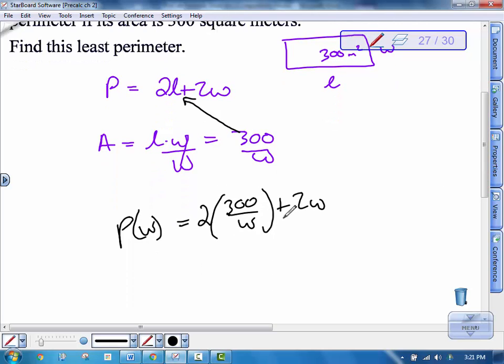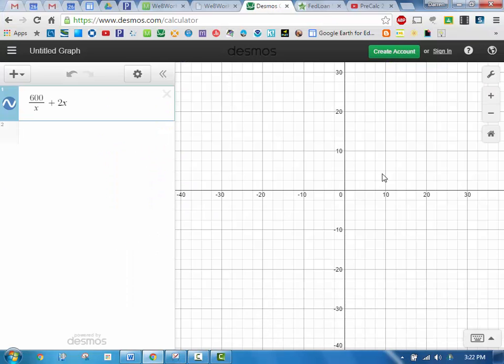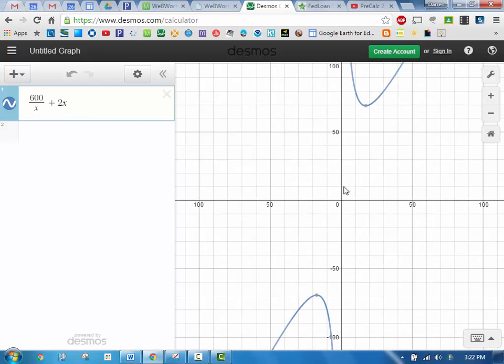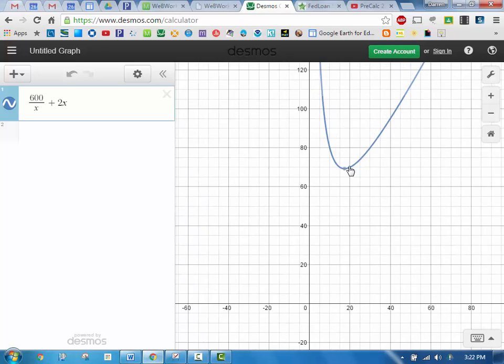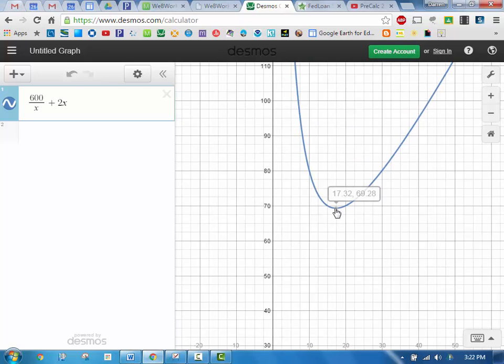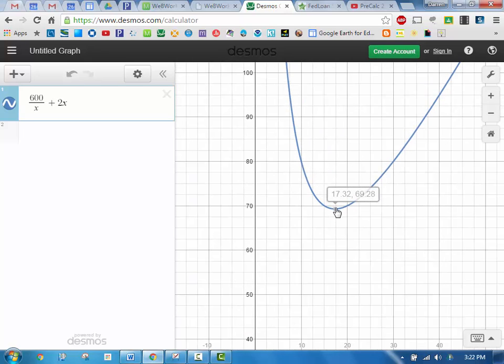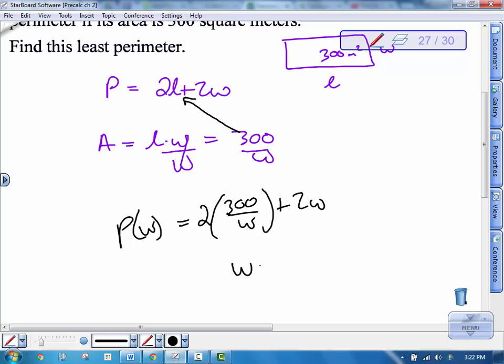So we could graph this function and we could minimize it real quick. So now if you graph this, I used X instead of W. Well, you should be able to zoom out. You should be able to find this point right here, which minimizes the perimeter. And you might want to zoom in on that point, depending on what WebWork wants. But this problem would be 17.32 for X, which was our width. So W equals 17.32. That minimized the perimeter.